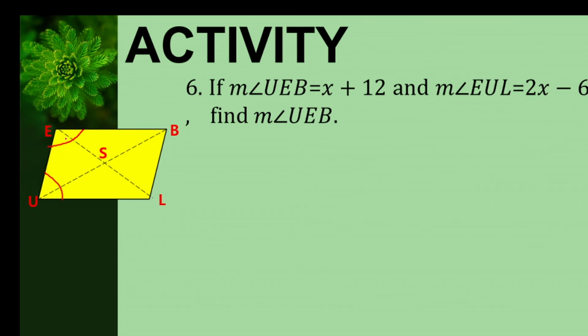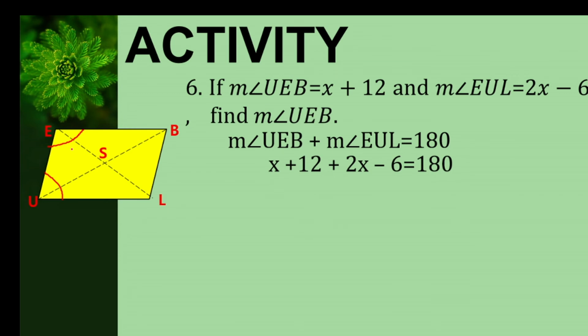Based on the property stated, consecutive angles of a parallelogram are supplementary. Therefore, we have this equation. Measure of angle UEB plus measure of angle EUL is equal to 180. Therefore, we have x plus 12 plus 2x minus 6 is equal to 180. Combining similar terms, we have 3x plus 6 is equal to 180.